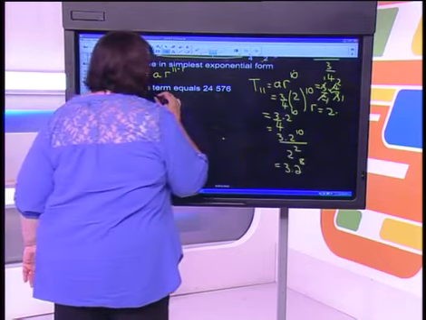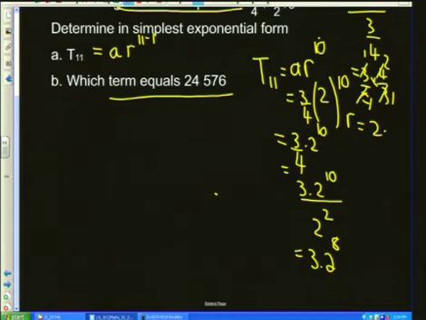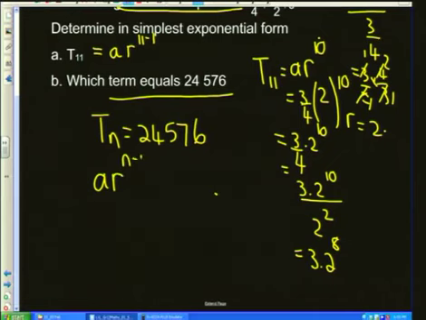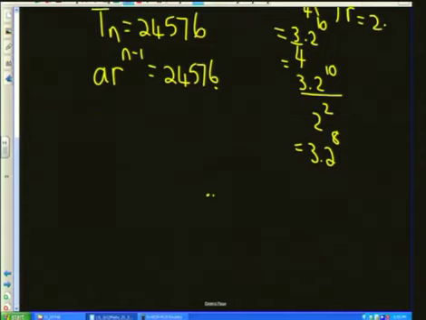It says, which term equals that? So which term? So term n equals 2, 4, 5, 7, 6. Term n will have the form a r to the n minus 1 equals 2, 4, 5, 7, 6. Right, now knowing that, let's just get this thing to extend.